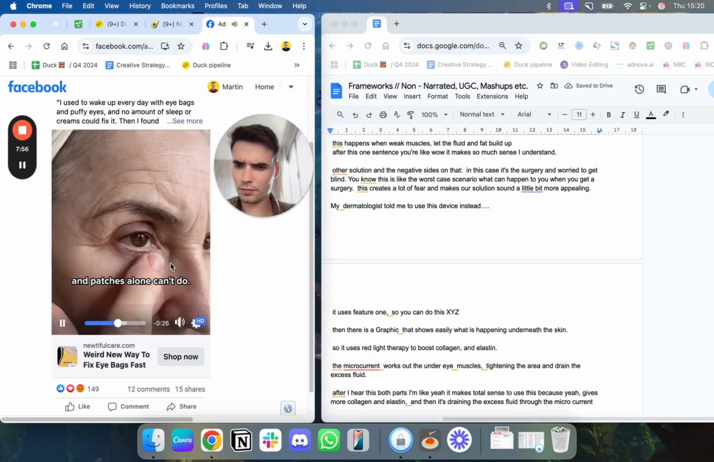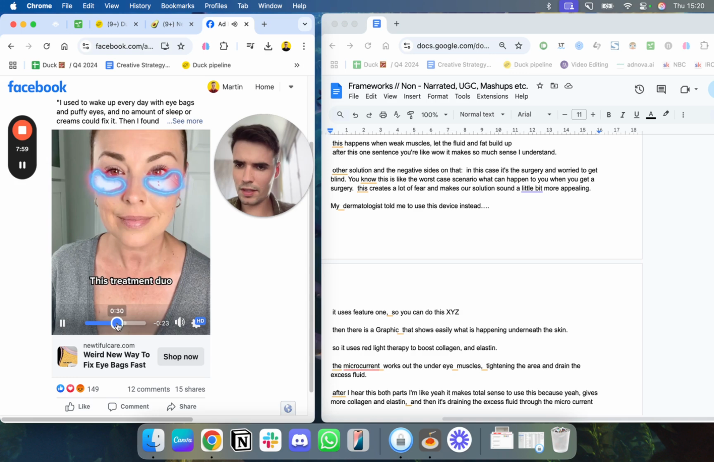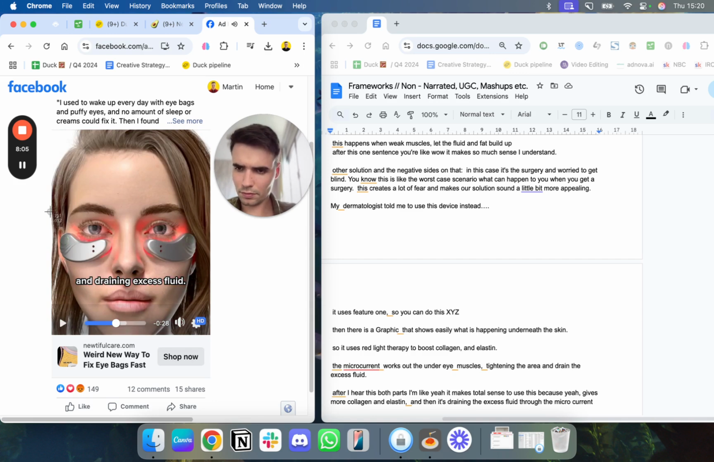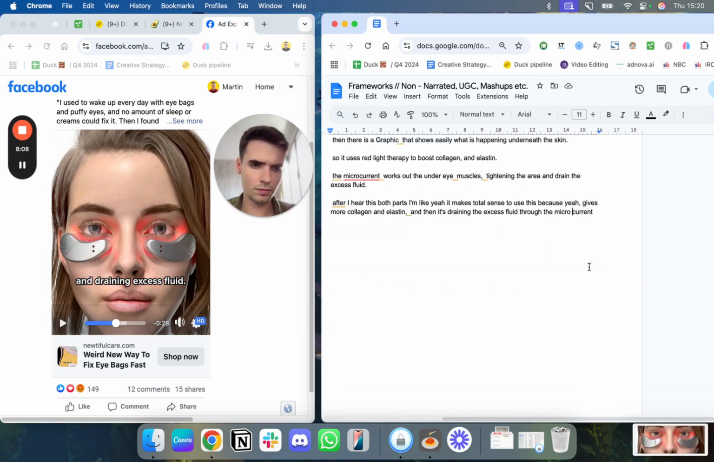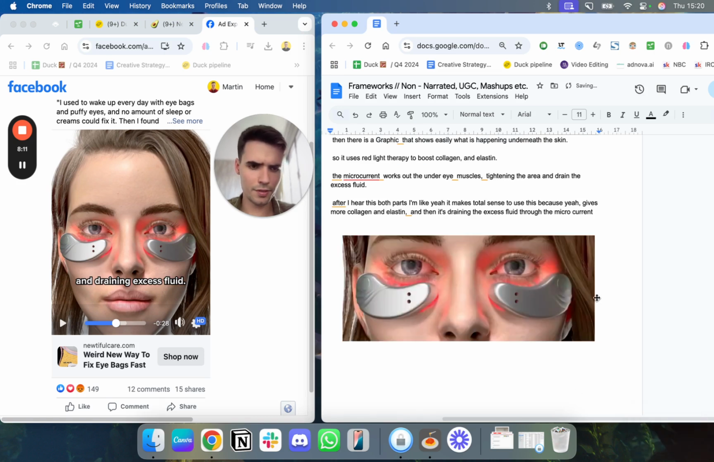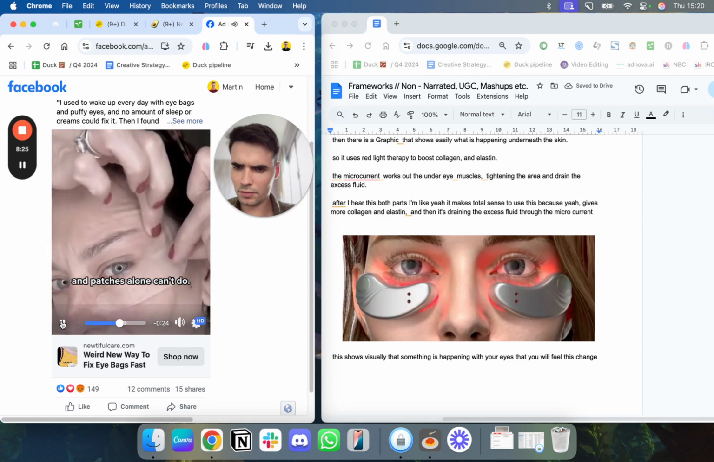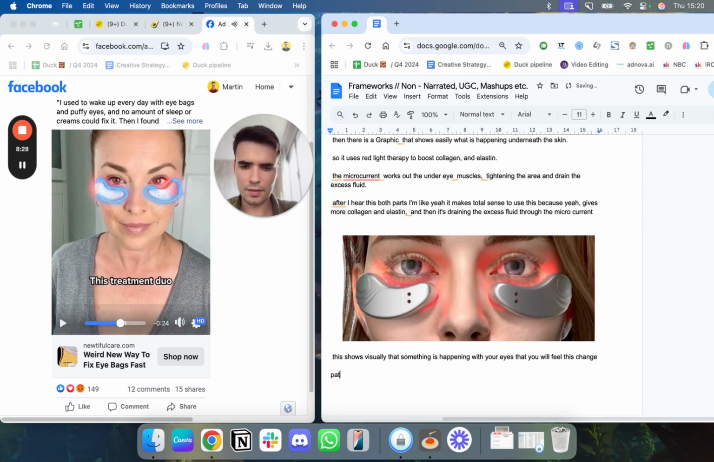Excess fluid. Something creams and patches alone can't do. Have you seen this? The microcurrent works out the under eye muscles, tightening the area. Then this shows visually that something is happening with your eyes, that you will feel a noticeable change. Creams and patches alone can't do. It's disqualifying the other solutions.